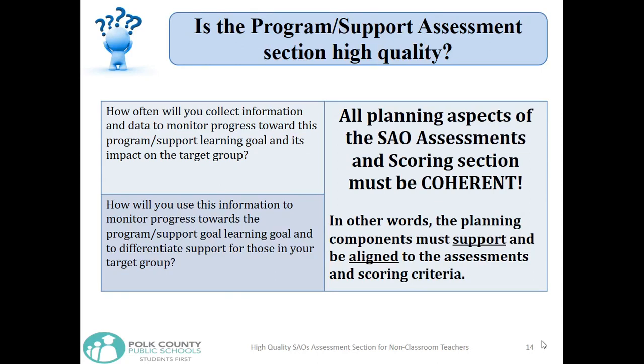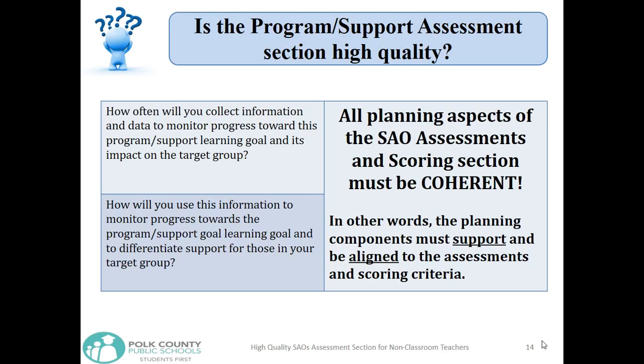The planning section of the assessment section of the SAO program support template asks how often data will be collected to monitor progress of the target group and how the data will be used to differentiate support. In order to monitor progress, it is important to collect data on a regular basis. Considering how often the components of the learning goal are supported will help determine how often to collect the data. Collecting data on a regular basis will allow for providing additional supports in order to ensure the teacher's success in learning and demonstrating the program expectations.